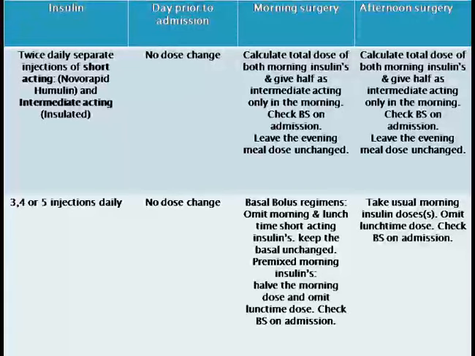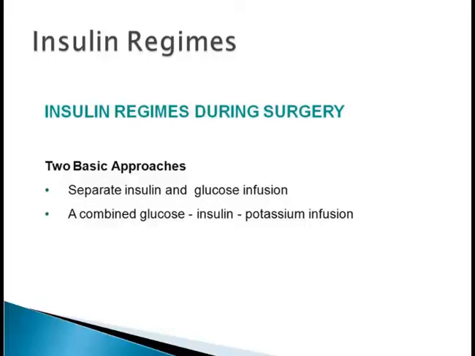If the patient is on 2 daily separate injections of shorter acting Novorapid and intermediate acting insulatard, calculate the total dose of both morning insulins and give half as intermediate acting only in the morning. For pre-mixed insulins, give half the morning dose and omit the lunchtime dose. And of course, we have to check the blood sugars on admission.